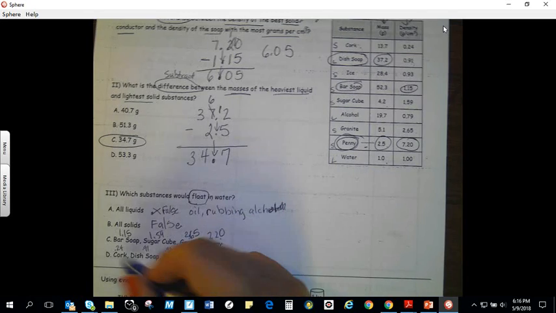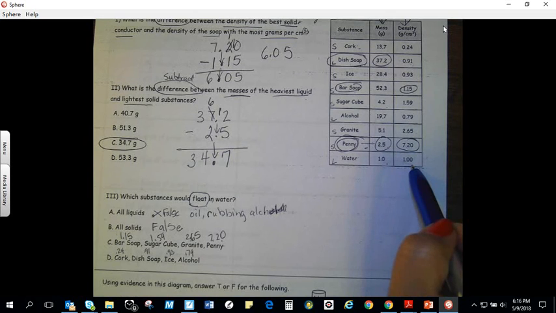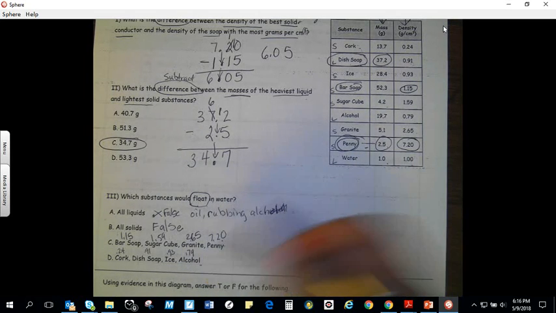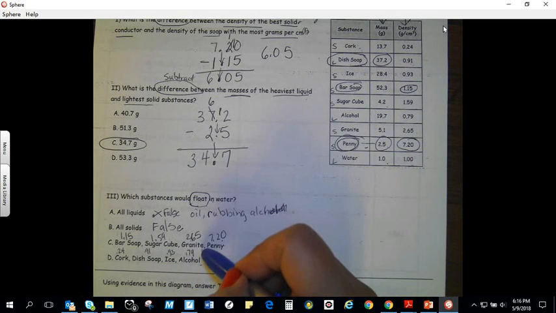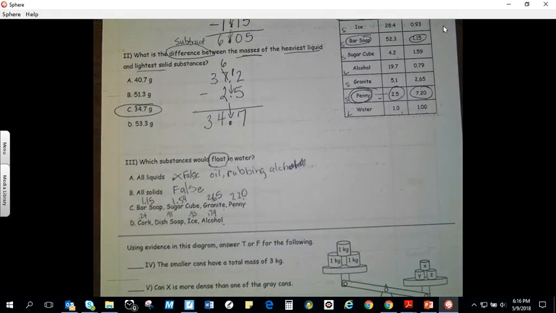Whereas this one is less than a gram. If I look at my water, it says my density of water is 1. And remember yesterday we were talking about buoyancy. So these here will float. These here will sink because the density is more than water. Okay? Alright, so if you need to pause it, take a look, replay it, please feel free to do so.